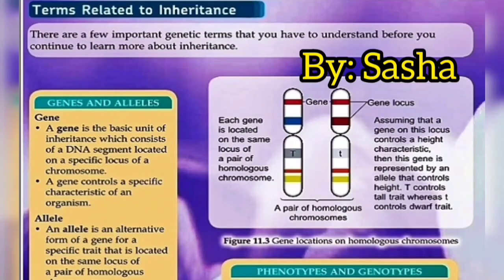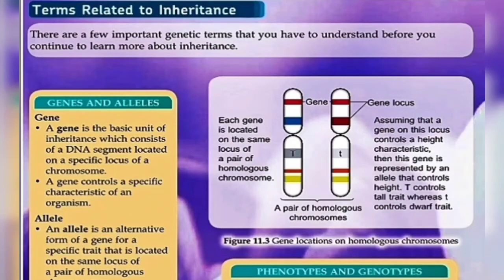Terms related to inheritance. There are a few important genetic terms that you have to understand before you can continue to learn more about inheritance. So first is genes and alleles. A gene is the basic unit of inheritance which consists of a DNA segment located on a specific locus of a chromosome. A gene controls a specific characteristic of an organism. An allele is an alternative form of a gene for a specific trait that is located on the same locus of a pair of homologous chromosomes.